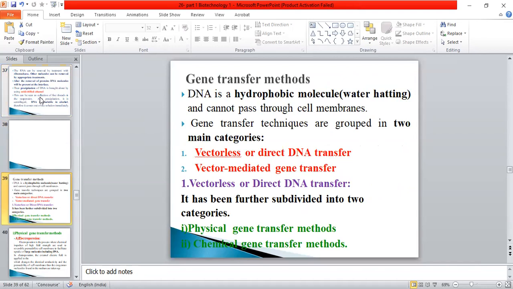There are two types of transfer technique. One is called the vectorless method, another is called vector mediated. Vectorless is called the direct method. Vector mediated means in between there is a vector also. The vectorless or direct DNA transfer is further divided into two types. One is called physical, another is called chemical.